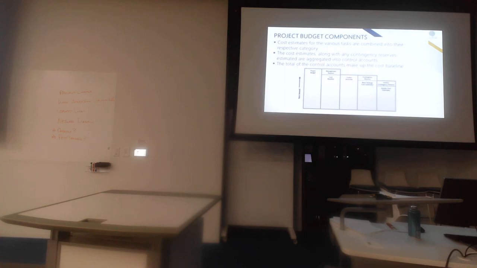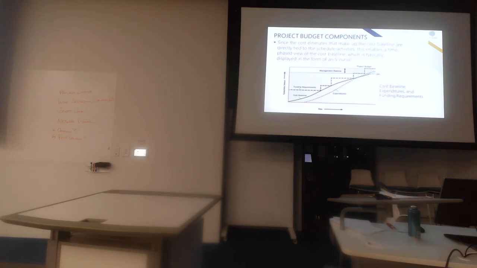So you have the total amount, as you can see in the chart here, the project budget. Then from that project budget, you have a management reserve chunk. You have the cost baseline created. You have the control accounts. From the control accounts amount, you have the contingency reserve, and then the actual task costs, and so on. So this way, as a project manager, you can take a look at the total budget and then divide it and allocate accordingly.